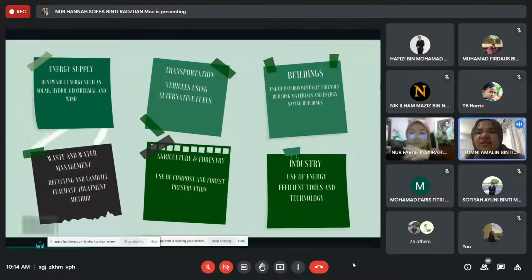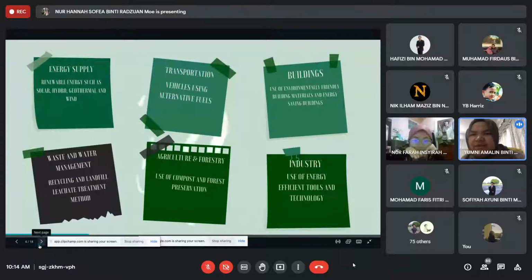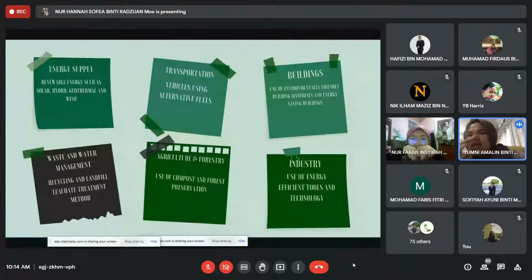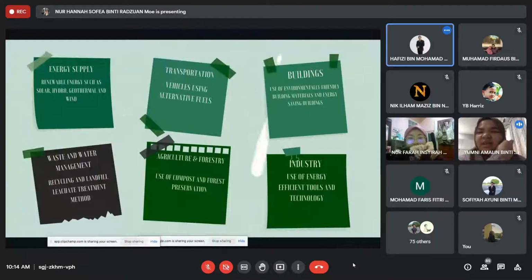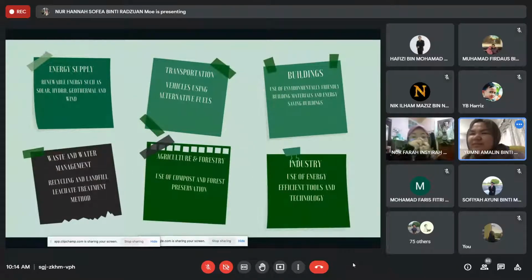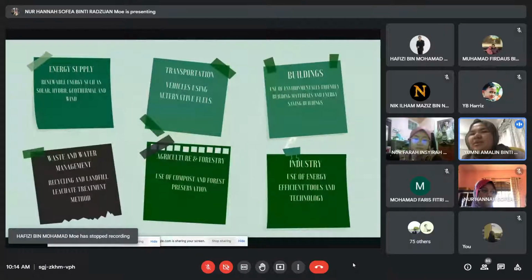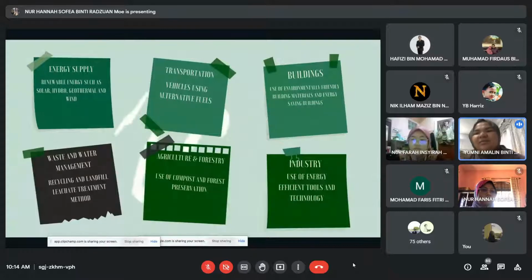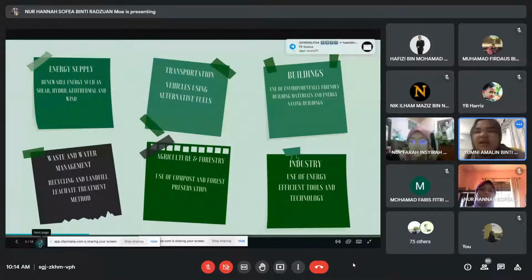So lastly is the industry, use of energy efficient tools and technology. This just means that industry like manufacturing needs to use tools that will not pollute the environment, because if we look at factories now, they release a lot of bad smoke and wastewater. So industry should use more energy efficient tools and technology. Okay, that's all. I will pass it to Fatihah.